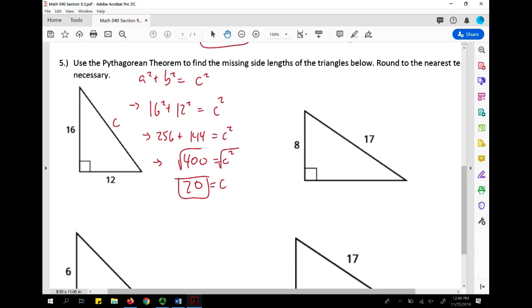That one's not too bad. Questions about that one? So the hypotenuse is always c? Yeah, and it's the long side. And it's always c in the formula.